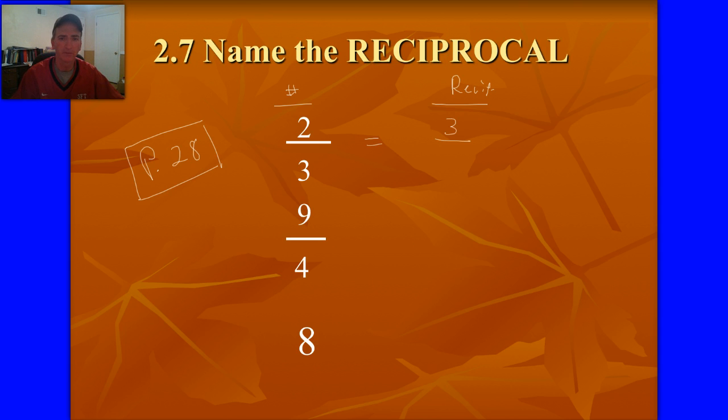The reciprocal of 2/3 is 3/2. The reciprocal of 9/4 is 4/9. And the reciprocal of 8 is a tricky one there, but if you realize that the bottom number in 8 is 1, the reciprocal of that is 1/8. Okay, so stopping here on page 28, and we will pick up with this as we're going to use this to learn how to do division next.